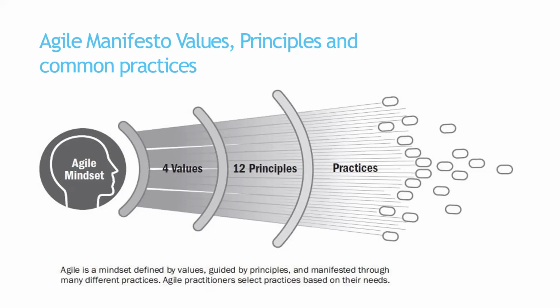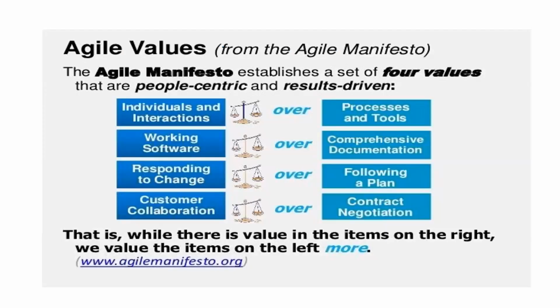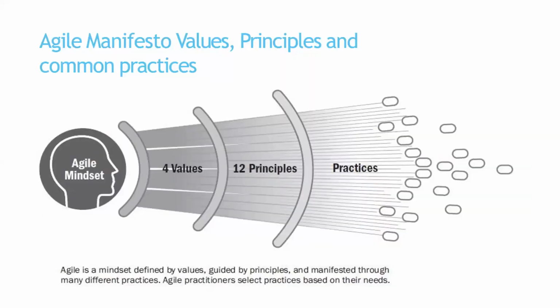So Agile is defined by 4 values that we've talked about: individuals and interactions, working software, responding to change, and customer collaboration. And it is guided by 12 principles. And it's now carried out. We display that we are Agile with many practices. One of the practices is Scrum. Some of them are Kanban, some are extreme programming, some are DAD, SAFe. A lot of them.